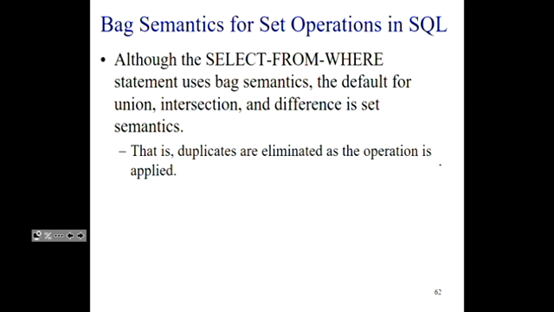Now, let's talk about semantics. So even though the select from where part uses bag semantics, the default for all of these set operations is actually the set semantics. Okay, so it's a little confusing here. So the select from where is using bag semantics because this is efficient, but the set operations use the set semantics. Okay, and in some sense, what does set semantics mean? This means that as and when every operation is performed, you are removing duplicates. Okay, so you don't keep duplicates around, you eliminate the duplicates. And the reason for this is efficiency and consistency.